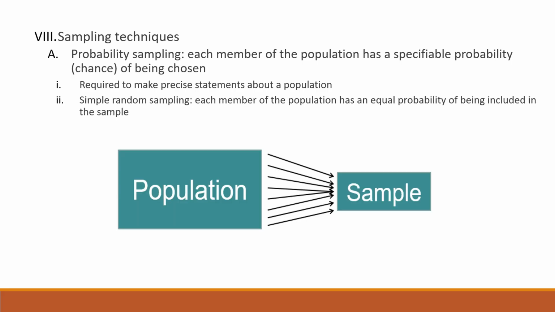Simple random sampling is when each member of the population has an equal probability of being included in the sample. So everyone who visits a website has an equal chance of being sent a survey, for example. If you have 100 people in a population, each person has a 1% chance of being included.